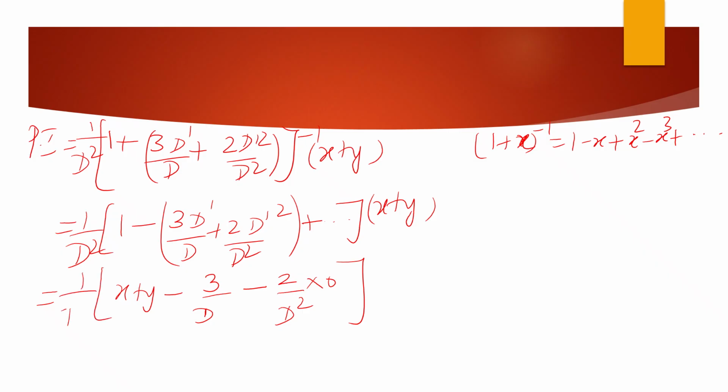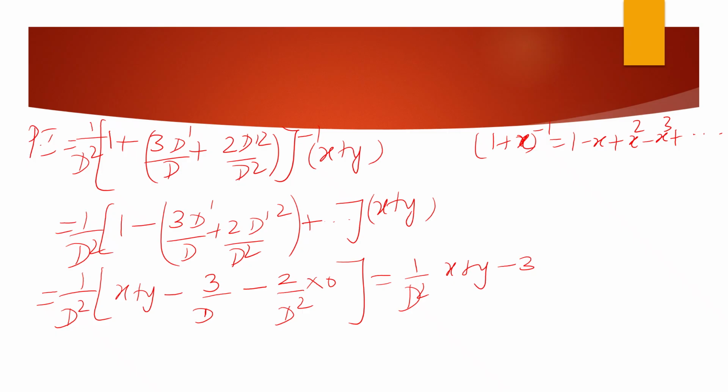1 by d square we have outside the bracket. So which is equal to 1 by d square of x plus y. So 3 by d means 1 by d. 1 by d means integration with respect to x. So from this we get 3x. So it is 1 by d square of x plus y minus 3x.